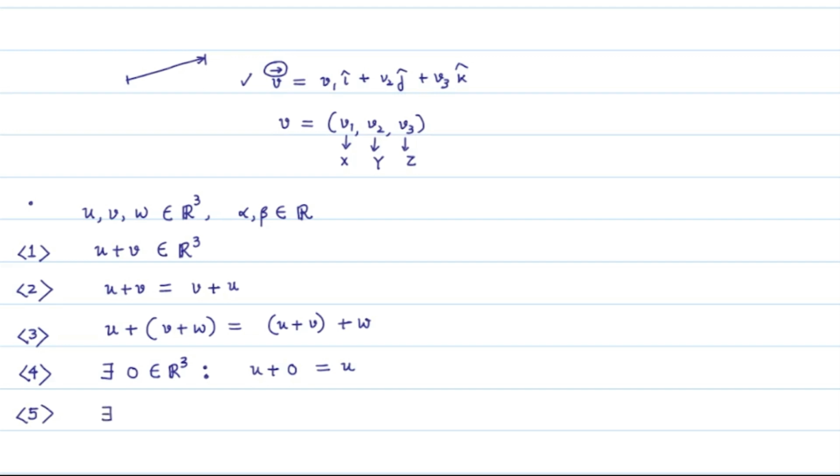Corresponding to every given vector u, there exists a reverse of the vector which we denote by negative u, for which we have the property that if u is added with the reverse of u, we get the null vector. These are five properties of addition of vectors. These five properties are true for every given u, v and w in the three-dimensional Euclidean space.